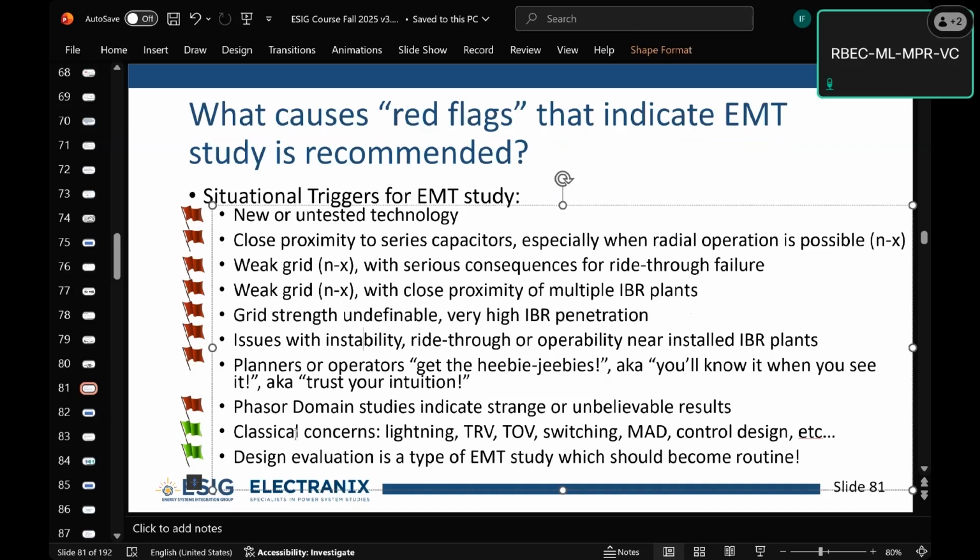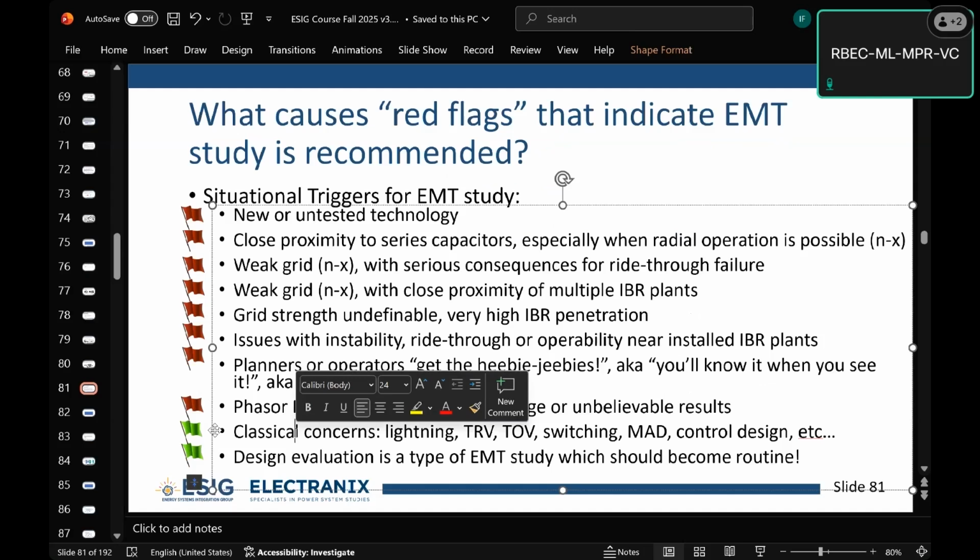Here's one: if the planners or operators get the heebie-jeebies, otherwise known as you'll know it when you see it, otherwise known as you trust your intuition. So you're really worried about something and you don't trust your models, it's a good time to do an EMT study, right? Because how else are you going to know? Or if your phasor domain PDT models are giving you strange or unbelievable results. So if you don't trust your models, otherwise you can go to EMT.